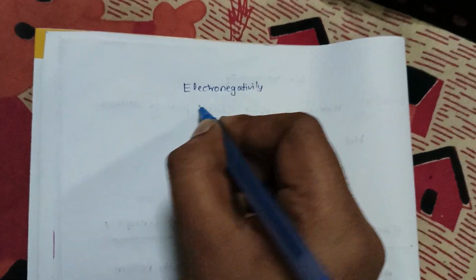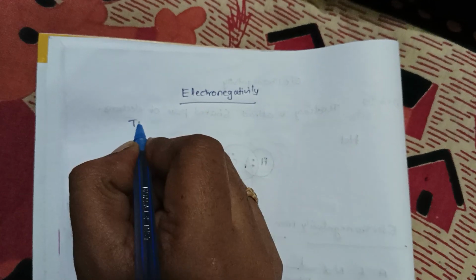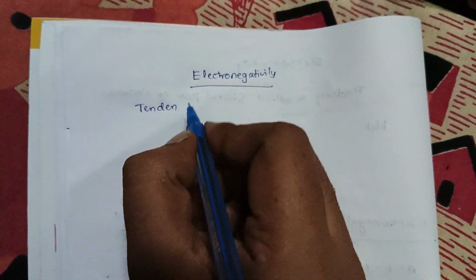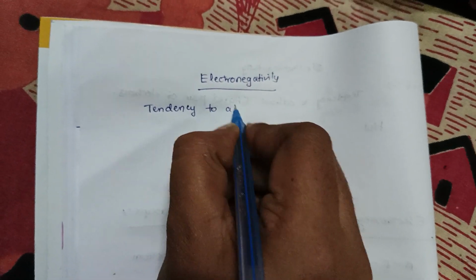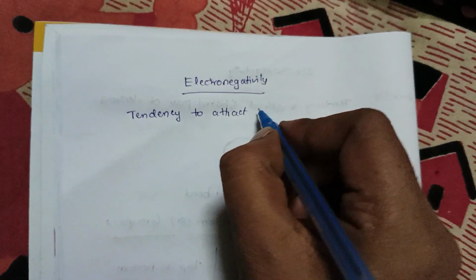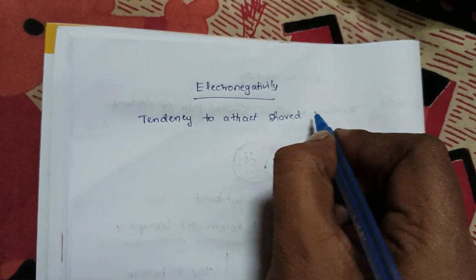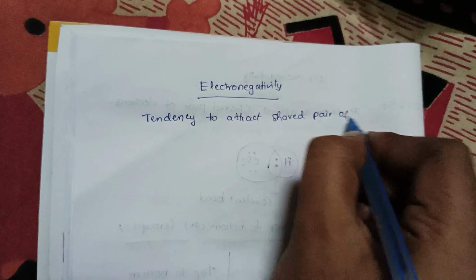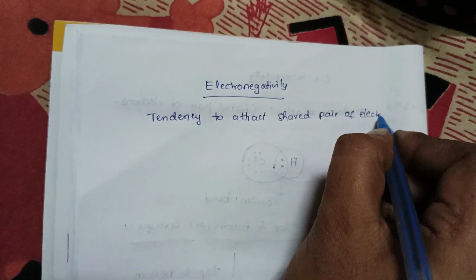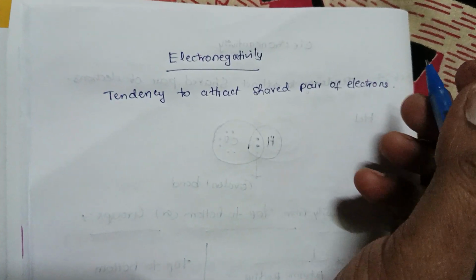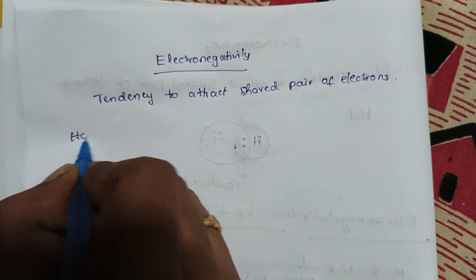Electronegativity is defined as the tendency to attract a shared pair of electrons.